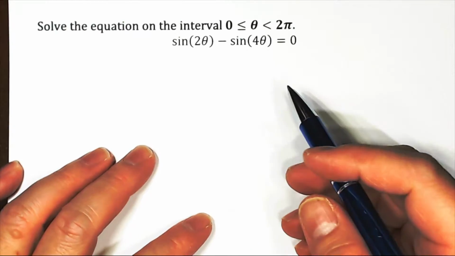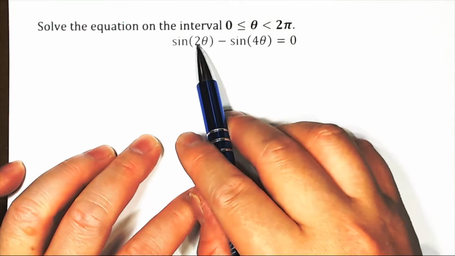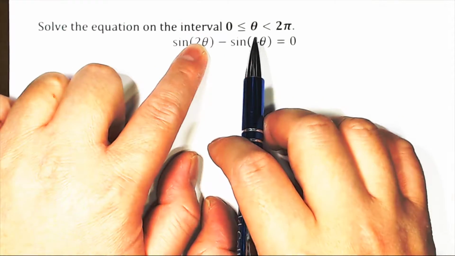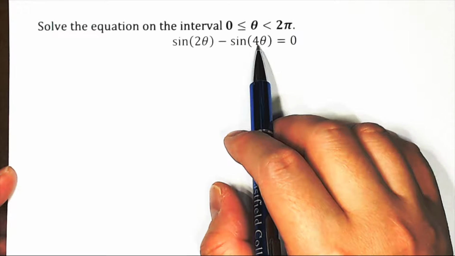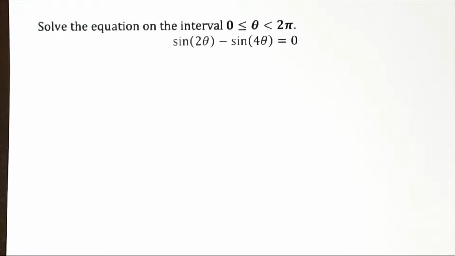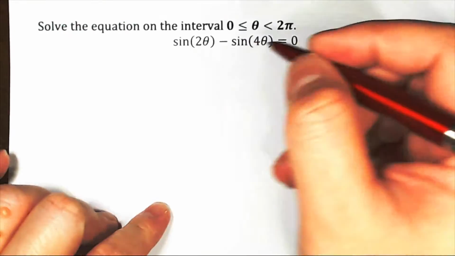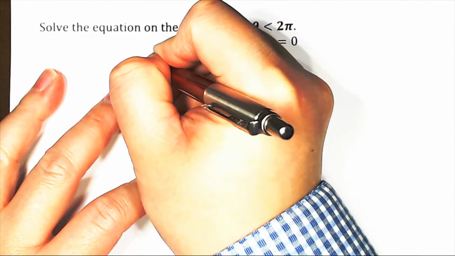Here we have another trigonometry equation dealing with multiple angles. We have sine of 2 theta here and sine of 4 theta there. Somehow we have to write that in terms of only one type of multiple angle. So we will have to rewrite the sine of 4 theta.